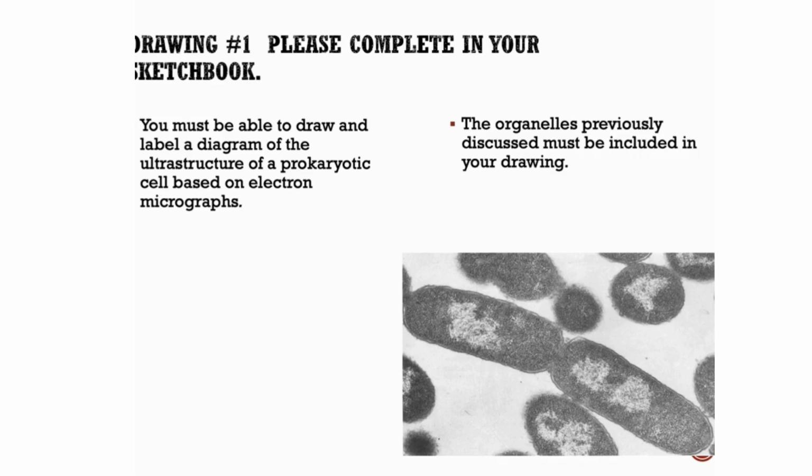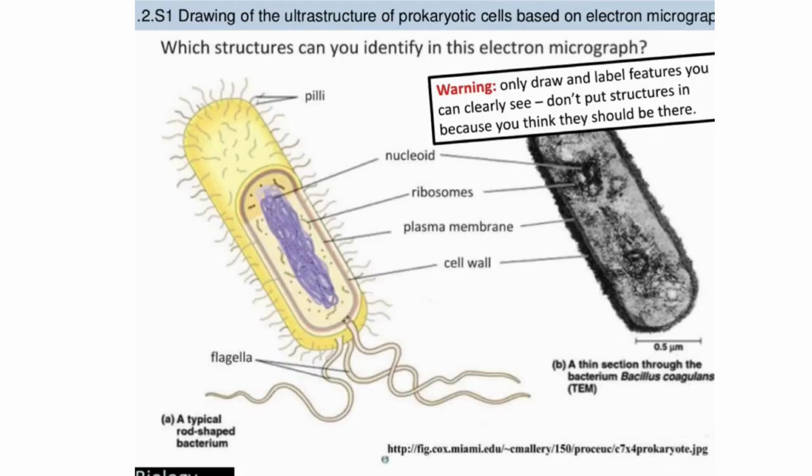You must be able to draw and label a diagram of the ultrastructure of a prokaryotic cell based on electron micrograph, and the organelles previously discussed must be included in your drawing, and only draw and label features you can clearly see. Don't put structures in because you think they should be there, such as flagella. We don't see the flagella here, so do not put flagella there just because you think that they should be there.